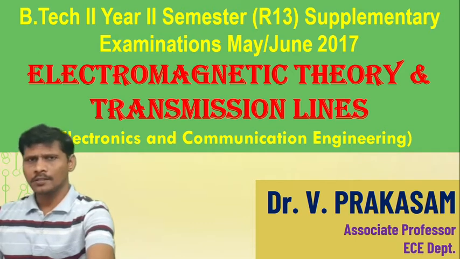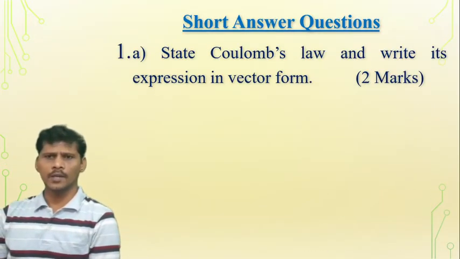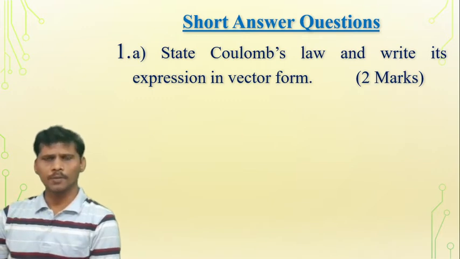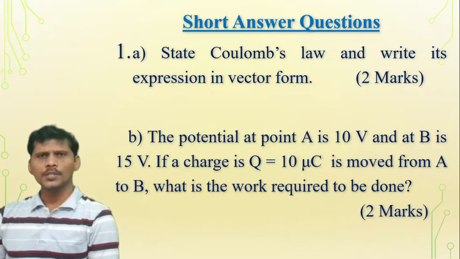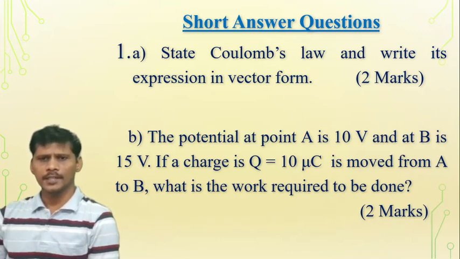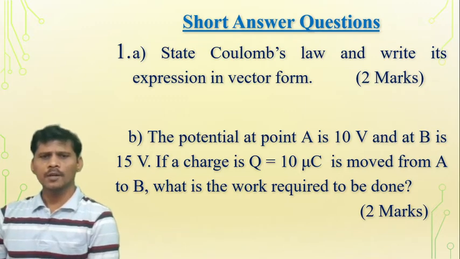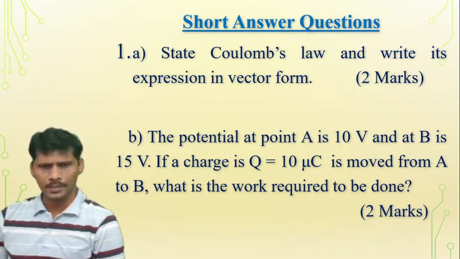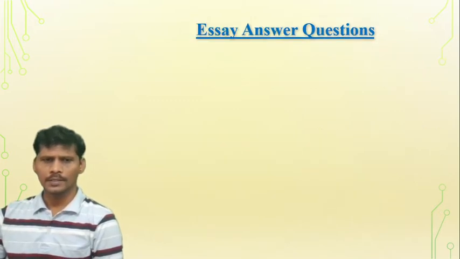In this year, the short answer questions are: question 1a, state Coulomb's law and write its expression in vector form. And question number 1b, the potential at point A is 10 volts and point B is 15 volts. If a charge Q equal to 10 microcoulombs is moved from point A to point B, what is the work required to be done?